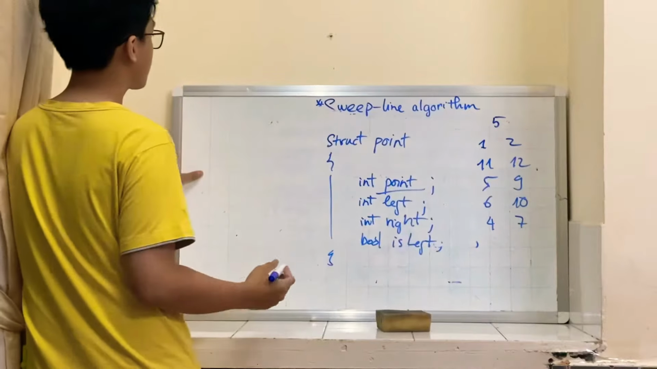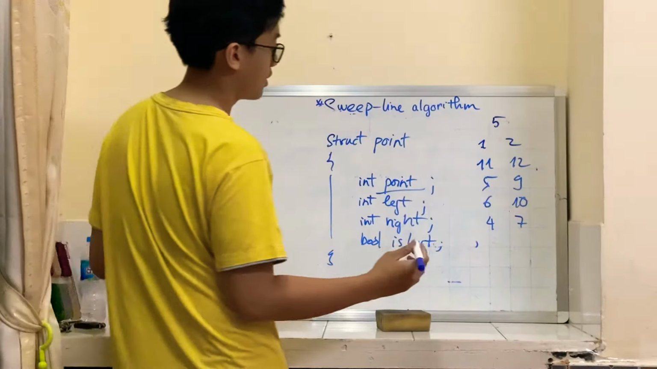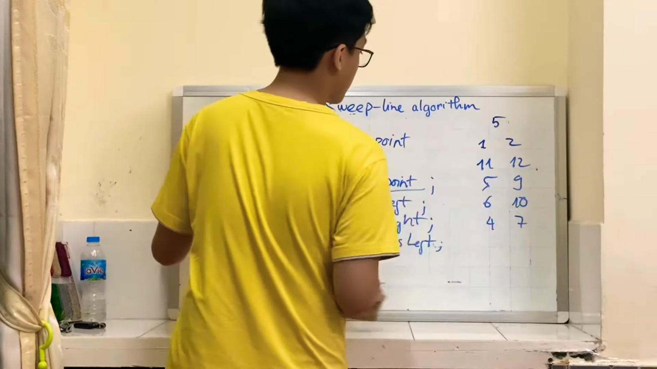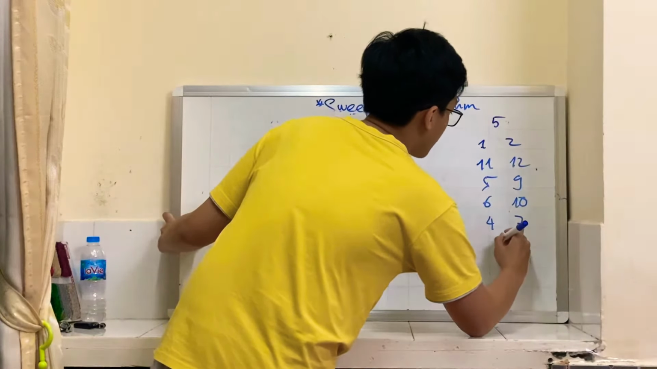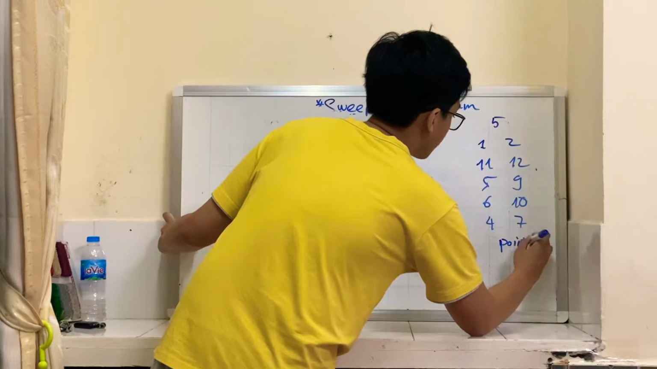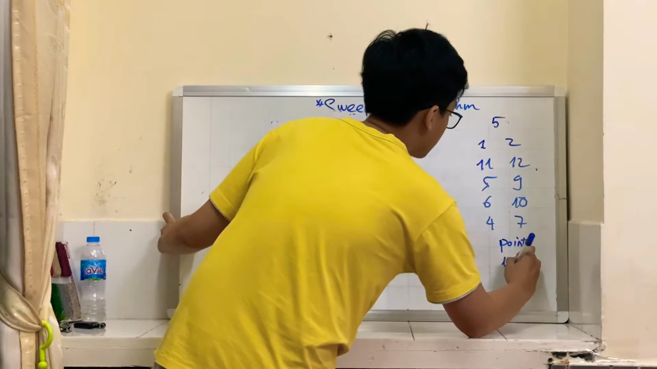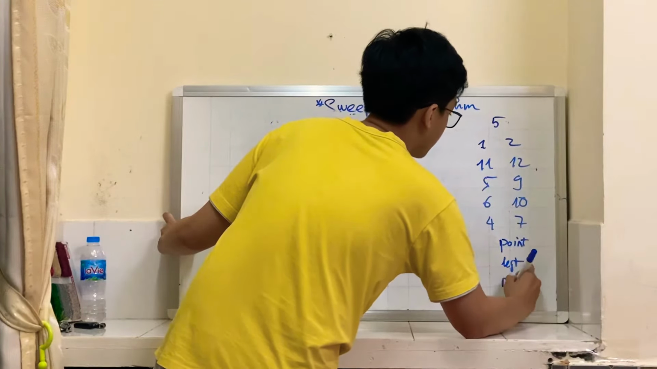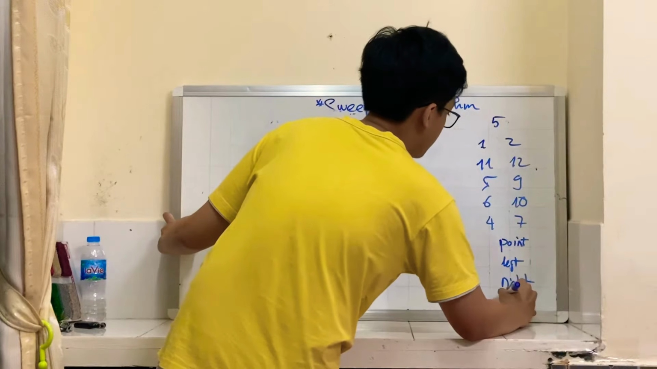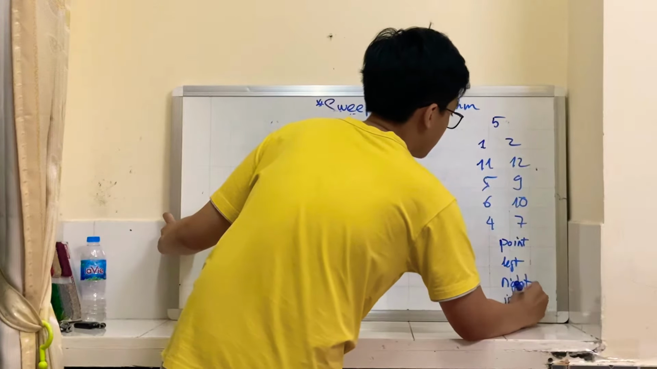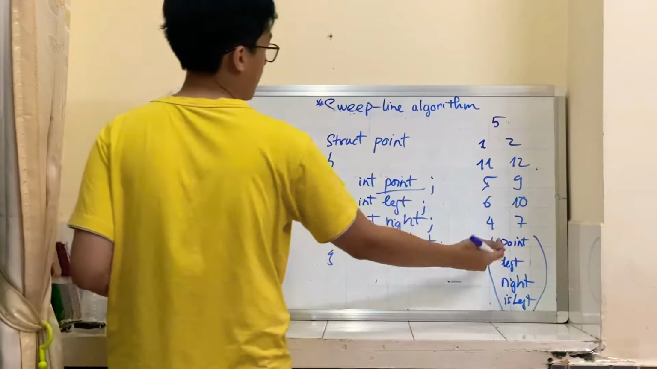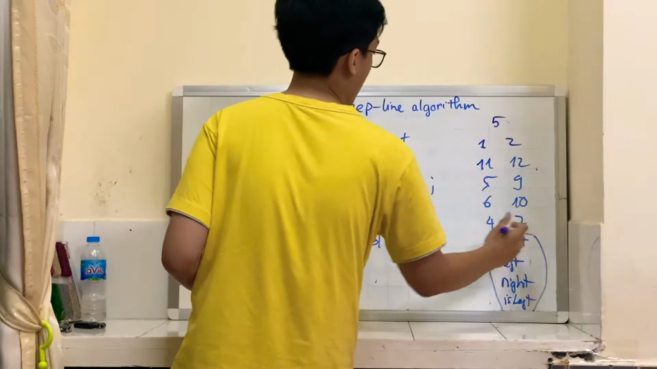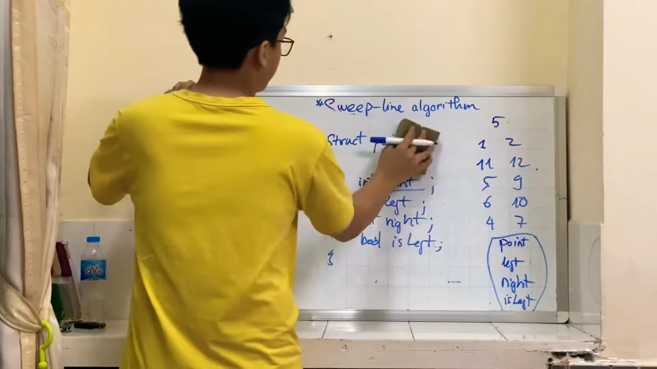Okay, where will I save the struct? I will save the struct down here. Point, left, right, and is left. Yeah, this is our structure, our point structure. Okay. Good.